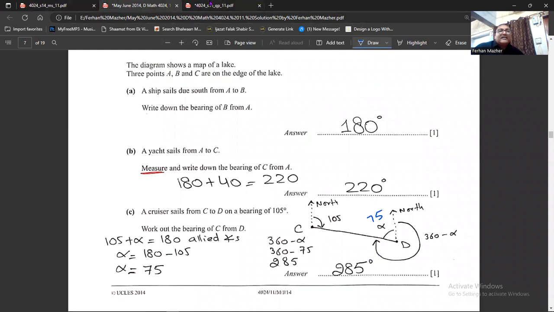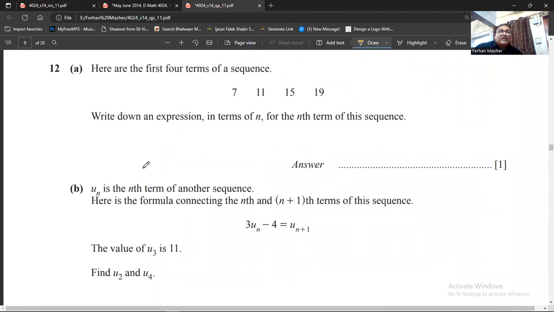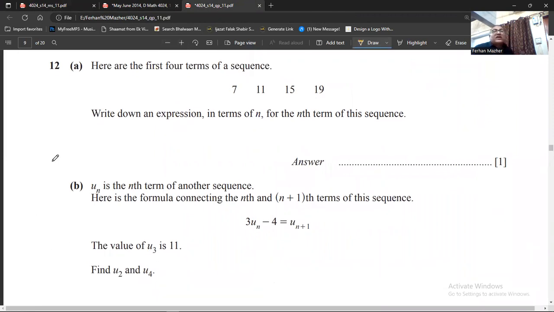Hopefully you understand. Question number 12. Here we have, he says, here are the first four terms of a sequence. Write down an expression in terms of n for the nth term of this sequence. So how much is this difference? It is 4. How much is this difference? That is 4. How much is this difference? That is 4. So it's an arithmetic sequence.